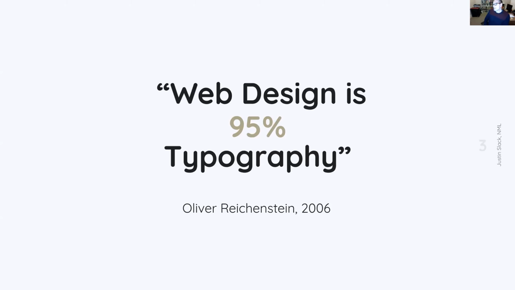So in 2006, Oliver Reichenstein, I don't know if anyone's heard of him. I always put this quote in my typography presentations. This is 14 years ago. Oliver Reichenstein is the founder of a company called Information Architects. I guess the thing they're most known for is a Mac app called IA Writer, which was one of the very first markdown writing apps for the Mac. It's still probably the best one there's ever been.